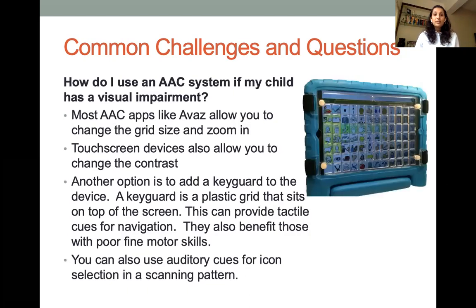Coming to what if the child has other impairments, like a visual impairment, what do you do? Most AAC apps, like Avaz, allow you to change the grid size and you can zoom in. You can also have a touch screen. You can also change the contrast. Touchscreen devices allow you to change the contrast. You can also add a key guard. That gives some sort of tactile cues for navigation for someone who's visually impaired. This is an example of a key guard.